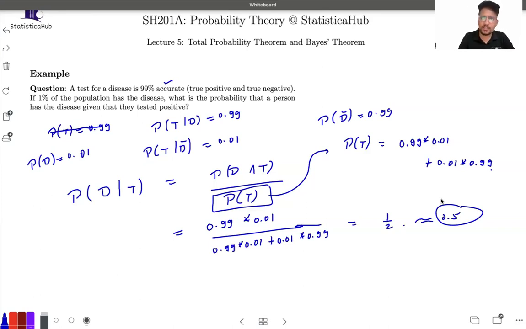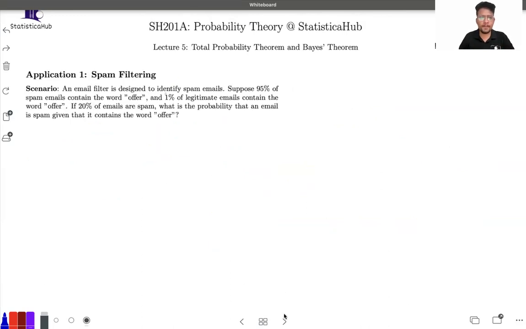So the Bayes theorem and the total probability theorem come in handy. You have to apply the total probability theorem, then we are going to move to the Bayes theorem. Okay, moving ahead, we have some applications for the Bayes theorem and the total probability theorem.